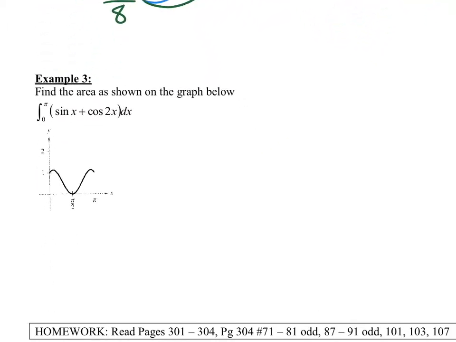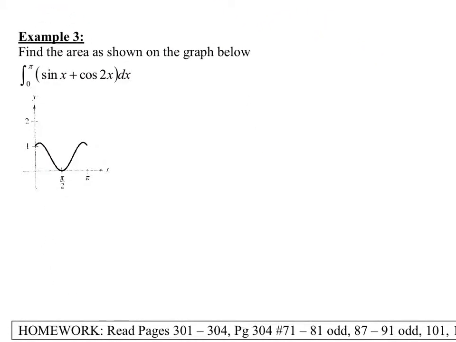Alright, let's try another one here. Okay, here we have the integral from 0 to pi of sine of x plus cosine of 2x dx. What are we going to have to do to integrate this? How do we get the integral of the function? Do we use the u? I don't think we are going to use the u.